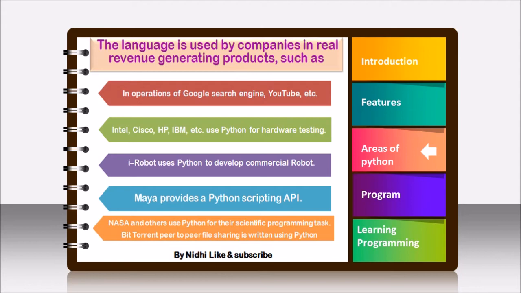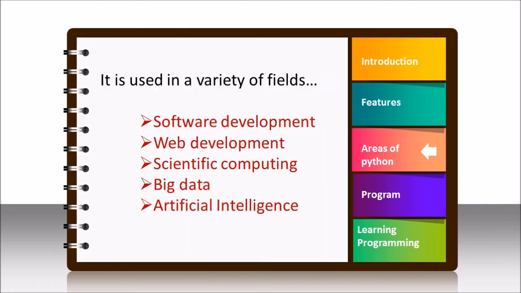Okay, next, the Python language is used in a variety of fields, such as for developing software, for developing websites, and scientific computation. It is also used in big data and artificial intelligence. Okay, so these are the various fields where Python is used.